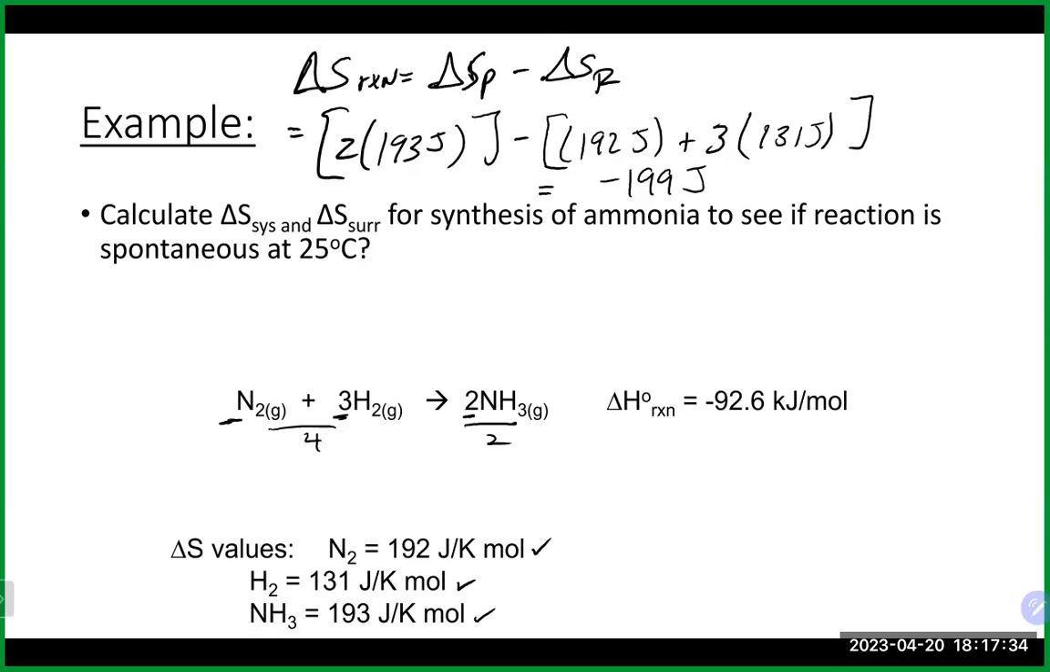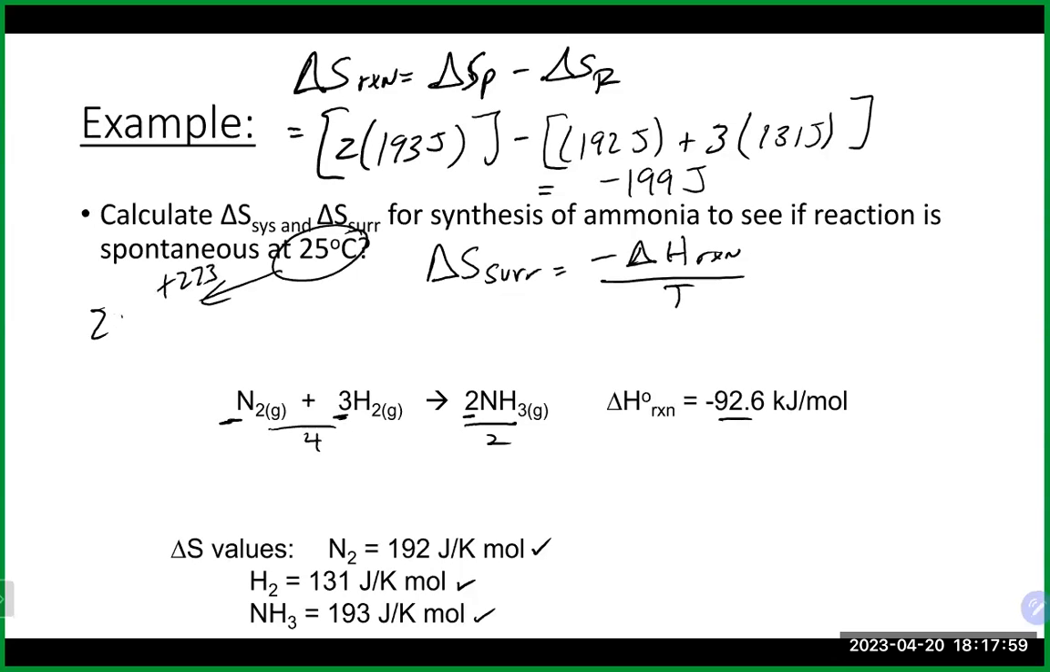All right, and again, we can't really use this to determine spontaneity, so we do have to calculate the delta S of the surroundings, which we can do because they gave us the delta H of this reaction. So the delta S of the surroundings, once again, is minus the delta H of the reaction divided by the temperature in Kelvin. So a little 273 action on that, going to give us 298 Kelvin.